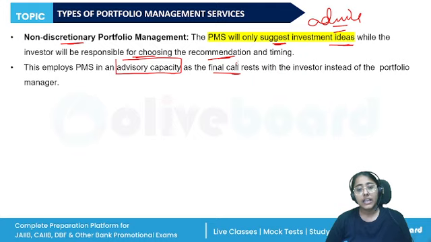All right. So these are all the important concepts of investment management, which I will repeat is very important from your exam point of view. Definitely, you will see more than 7 or 8 questions from this chapter.